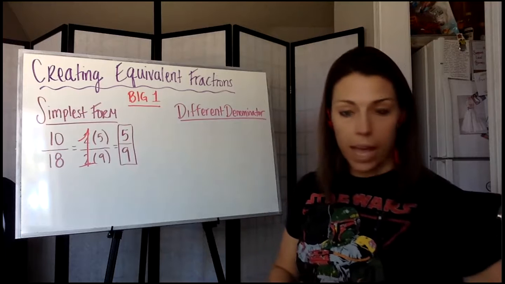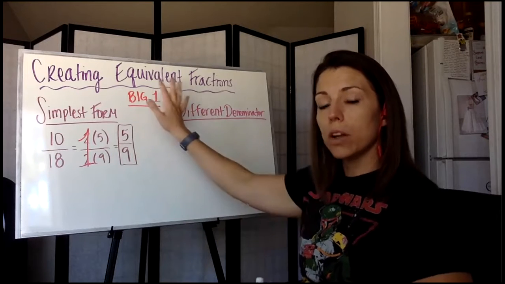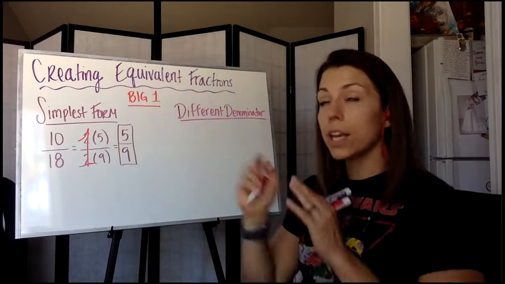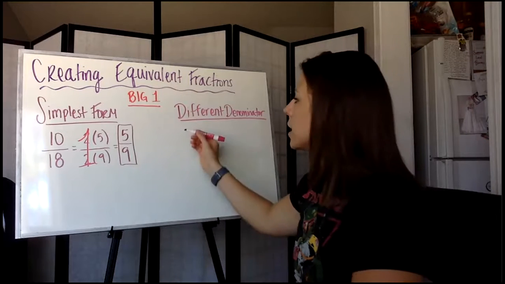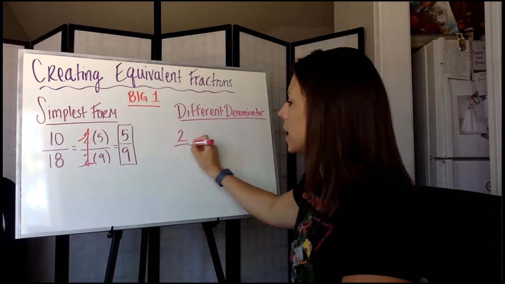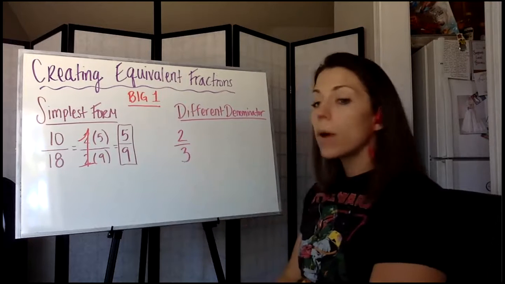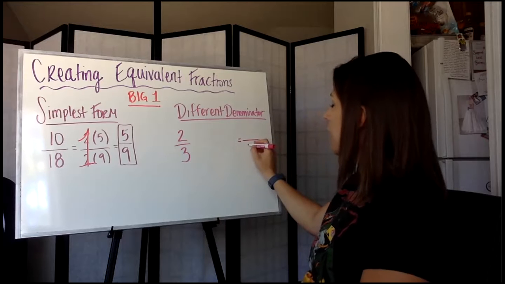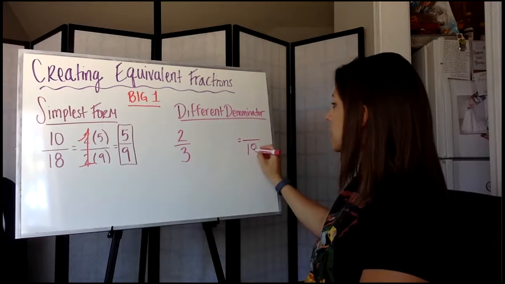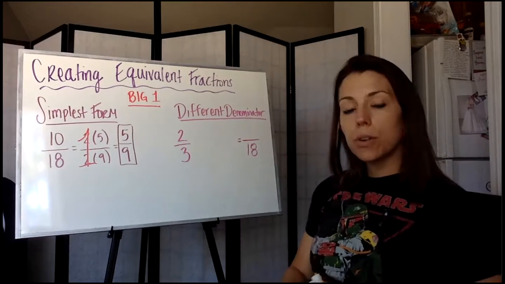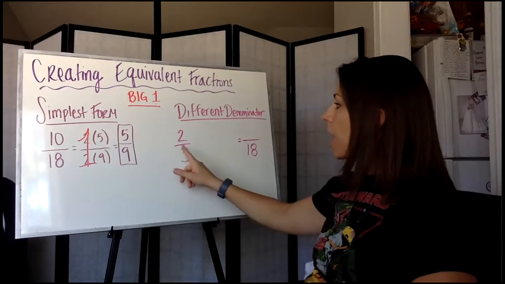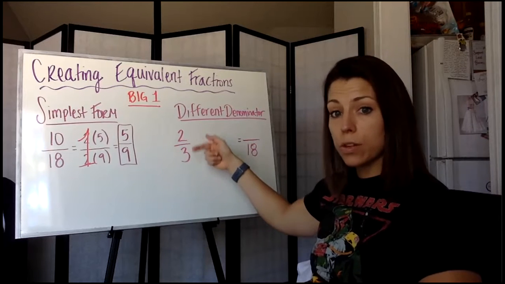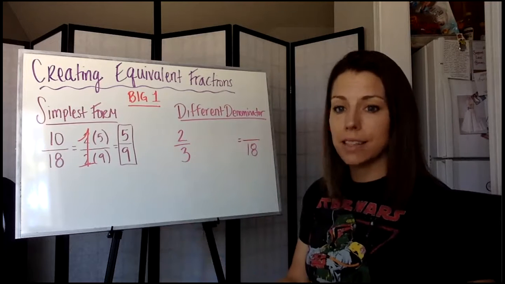Now, in a different way, if we weren't asked to do simplest form, we can also create equivalent fractions if we're trying to make an equivalent fraction with a different denominator. So let's take, for example, 2/3. Let's say I want to change 2/3 into 18ths. So I want to create an equivalent fraction of 2/3 with a denominator of 18. In other words, 2/3, 1/3 jumps, is equivalent to how many 1/18th jumps?